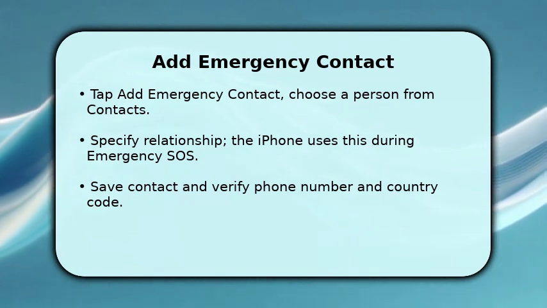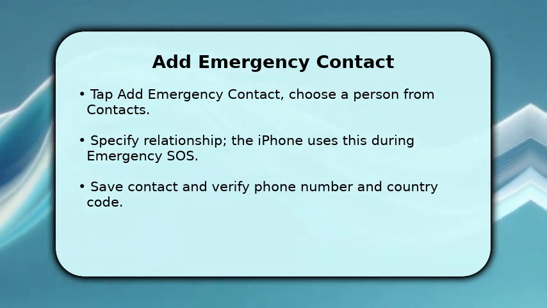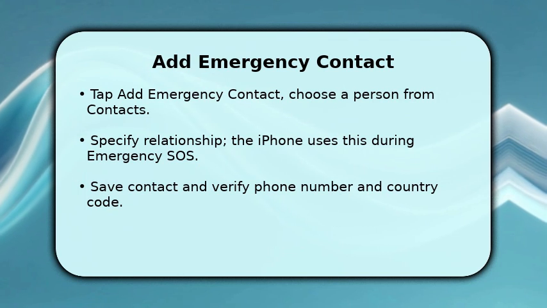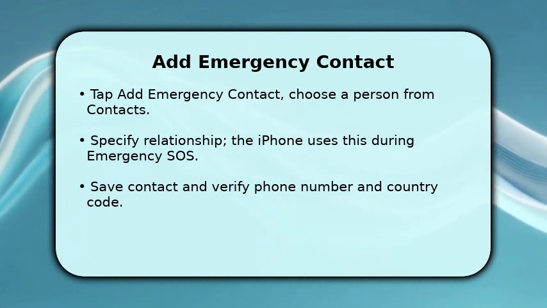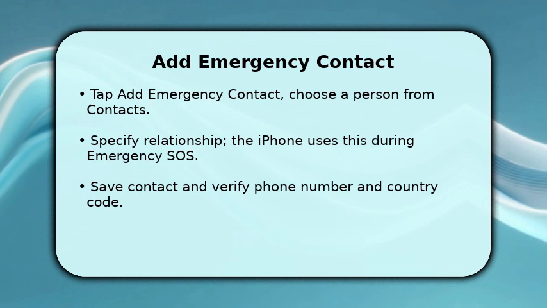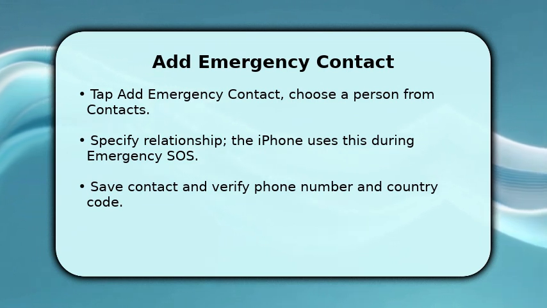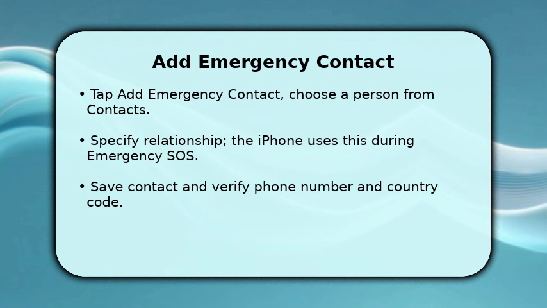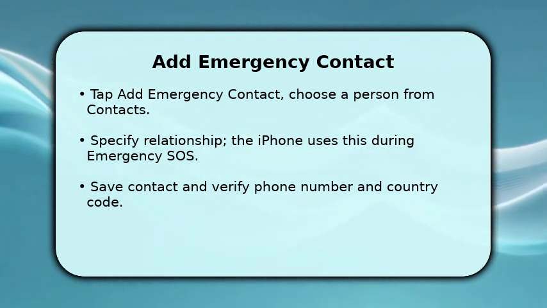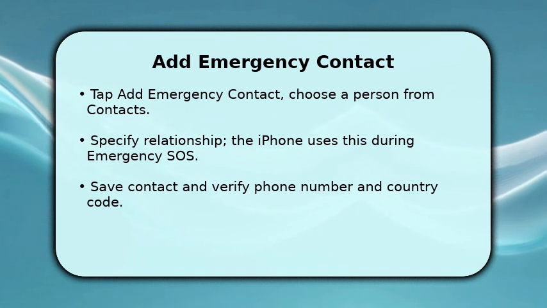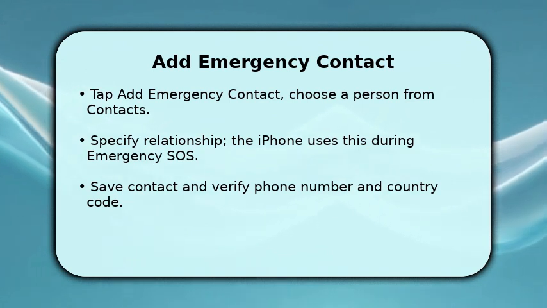Choose the correct relationship label so responders know who the person is, and double-check the phone number and country code for international travel. Once the contact is selected, the iPhone will store it in your medical ID and link it to Emergency SOS so it can be notified during an emergency. Make sure to tap Done to save every change before exiting.